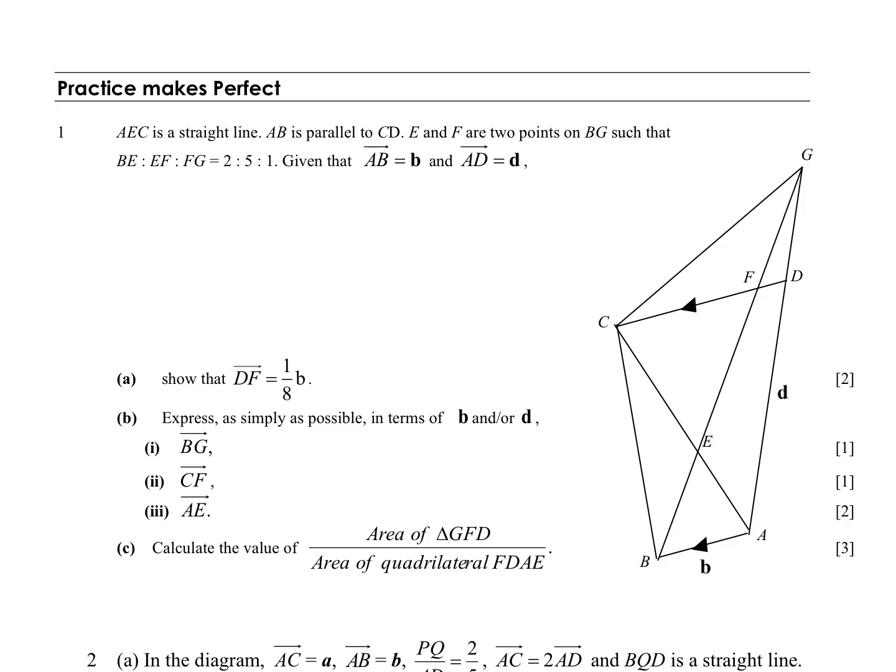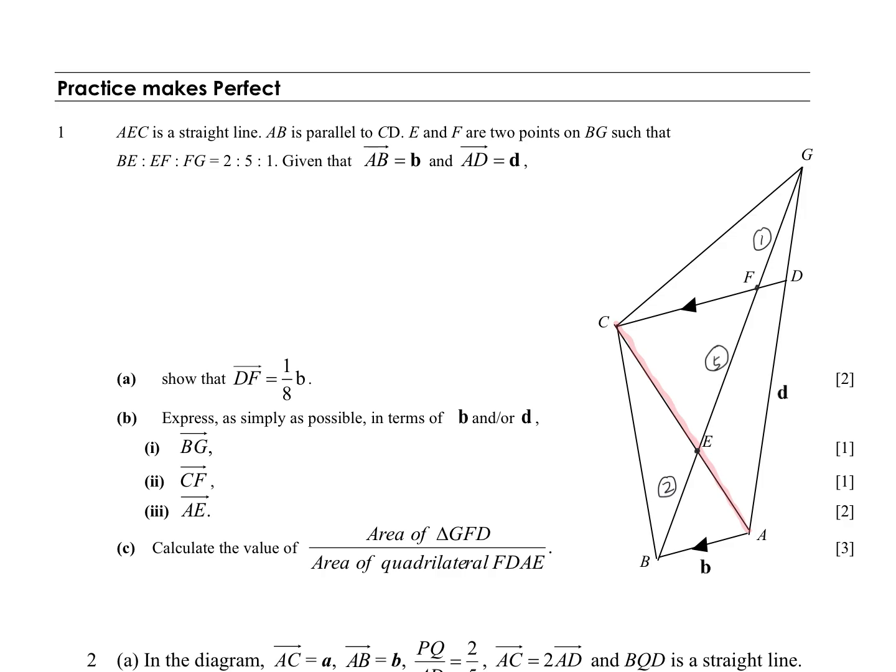Question just to stretch your thinking. Okay, AEC is a straight line. So what they tell you is this one is a straight line. And then they say AB is parallel to CD. So they already put the arrow for you, so you know they are parallel. E and F are 2 points on B and G. So it's just lying on that line. And then BE, EF, and FG is in the ratio of 2 is to 5 is to 1. Remember, it's not the actual length, they are units.